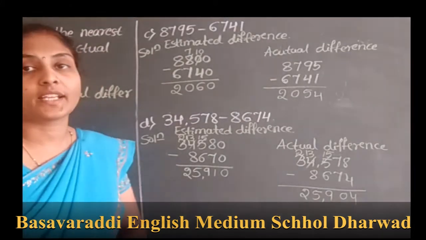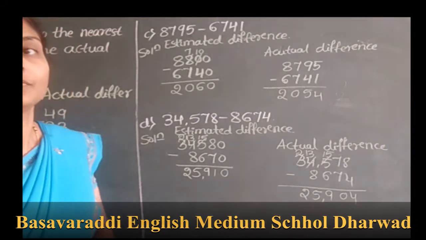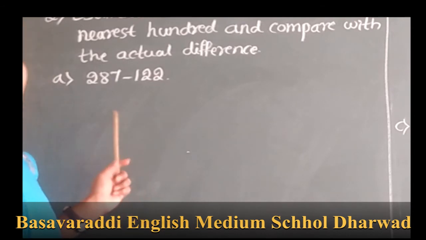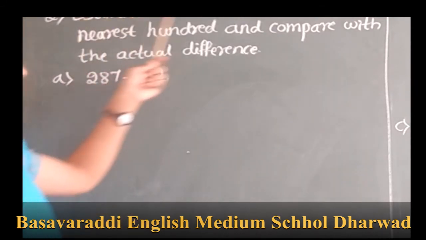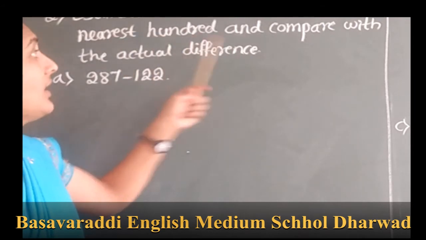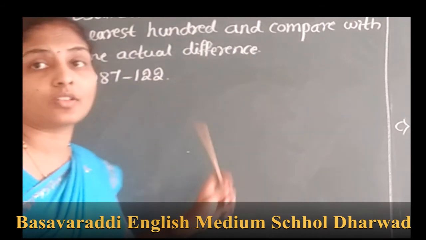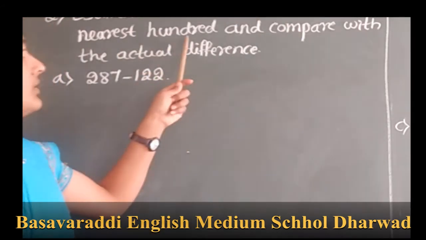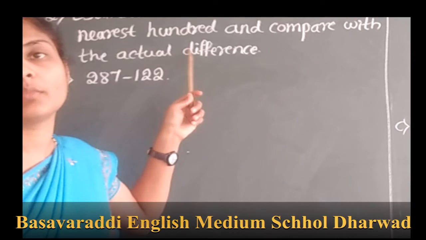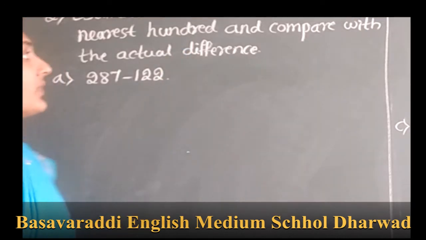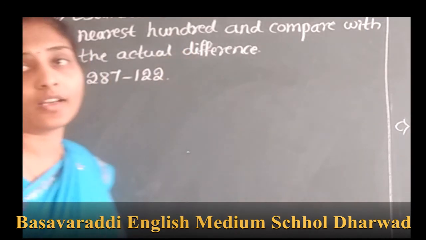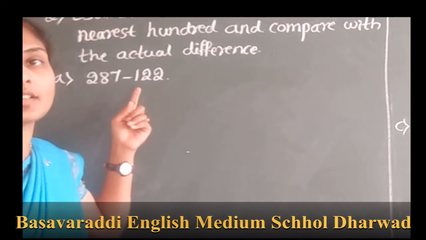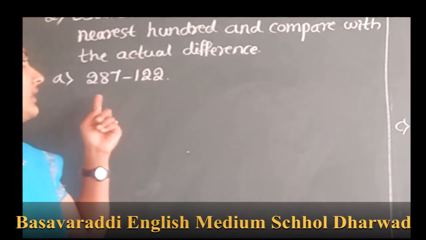Next, move to the second main question, in exercise 3.9. Estimate the difference to the nearest 100 and compare with the actual difference. In the first main question we estimated to the nearest tens place. In the second main question we have to estimate to the nearest 100. The first question is 287 minus 122.